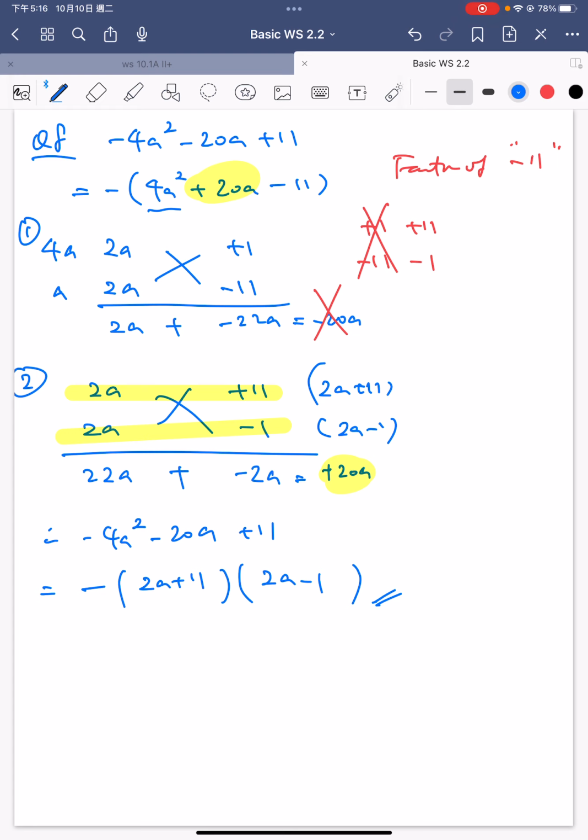So try to finish the rest of the questions by yourself. It's actually using a similar approach, but just a little bit tricky. So try to do it.